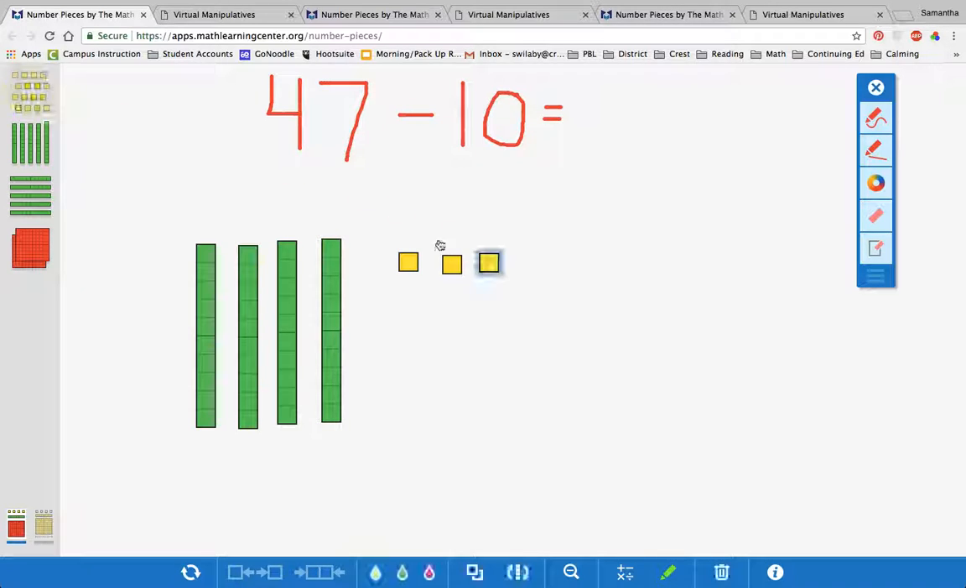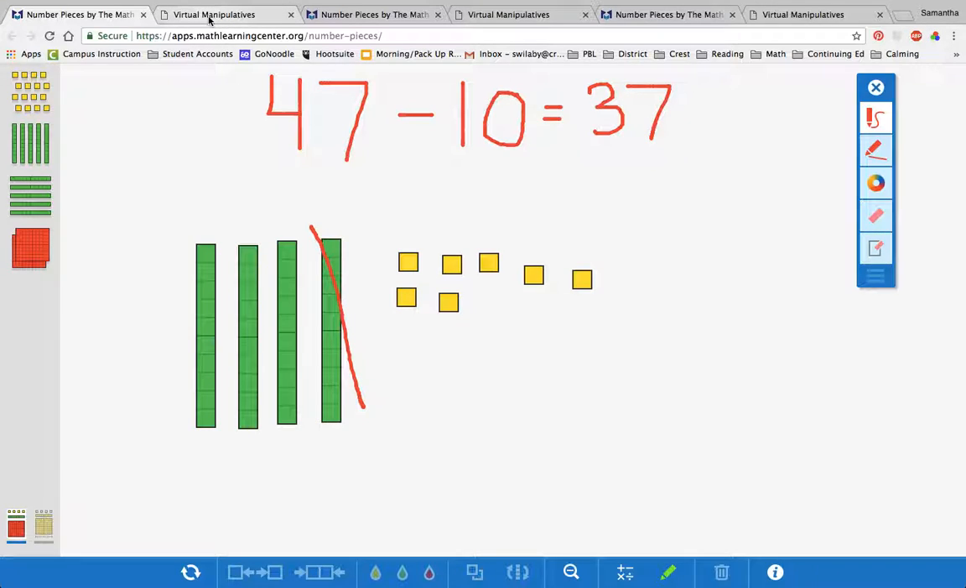1, 2, 3, 4, 5, 6, 7. Then when I'm subtracting, we know that we're taking away or getting rid of 1 ten. So I would cross one of those off and see that I have 3 10s now, and my 1s stayed the same. So I have 7 1s.